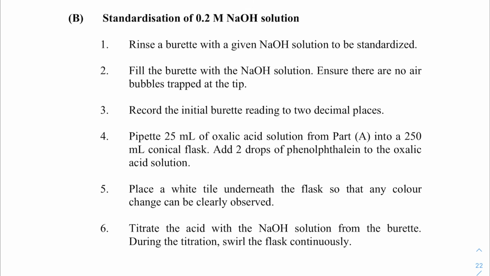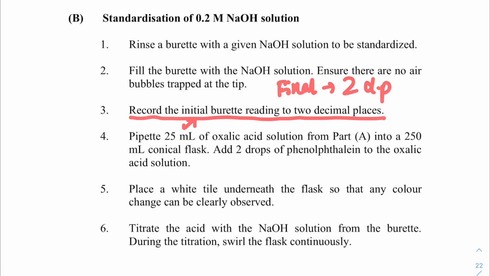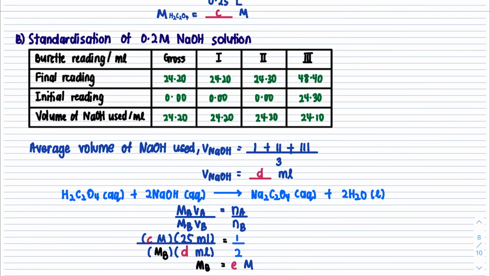In the procedure itself for part B, it mentioned that we have to record the initial burette reading to 2 decimal places. So it's not only for the initial; your final reading and your volume must be in 2 decimal places as well. So this is an example of the values. I believe you found the values yourself when you were doing the titration.